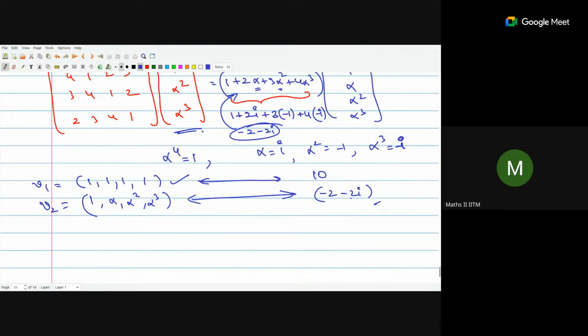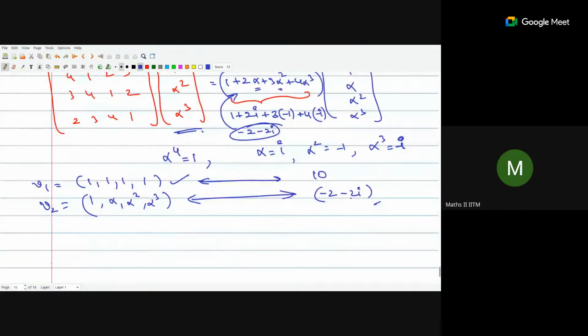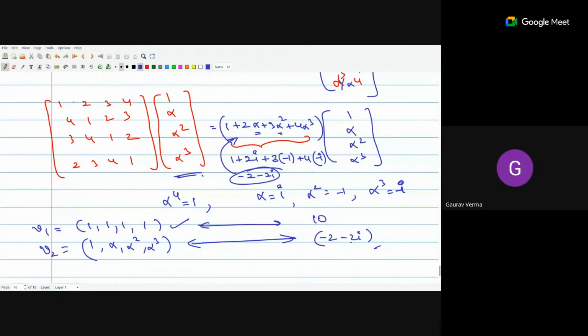Alpha to the n minus 1 will be the second eigenvector. But for that eigenvector, I'll have to find out the eigenvalue somehow, and this is what we did. The first entry will always be 1 for all the next vectors also. So it will be the sum of 1 plus 2 alpha plus 3 alpha square plus 4 alpha cube. The first row, when it gets multiplied to the vector, whatever sum you get will be your eigenvalue.